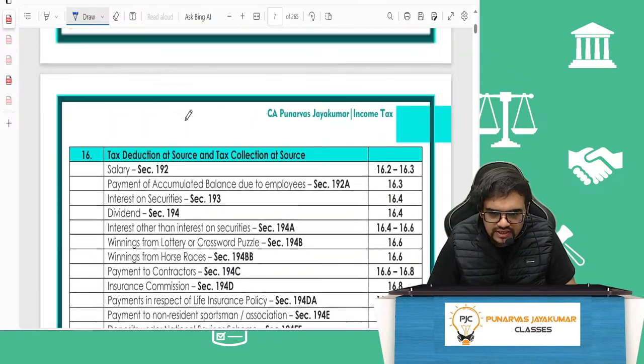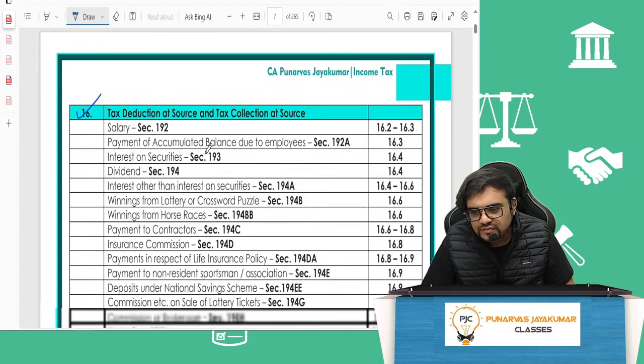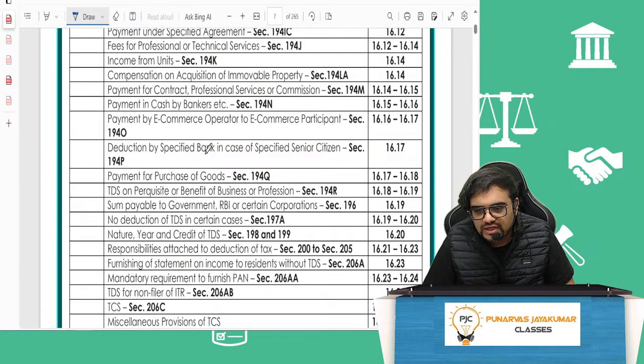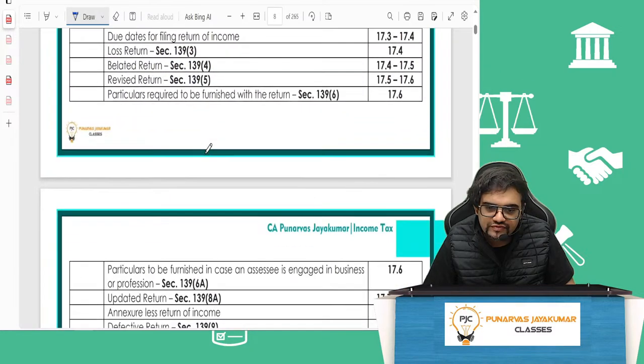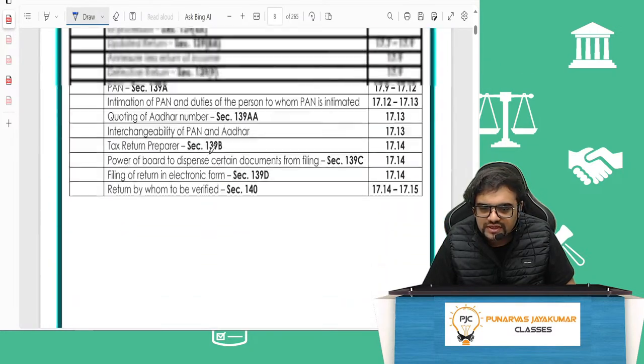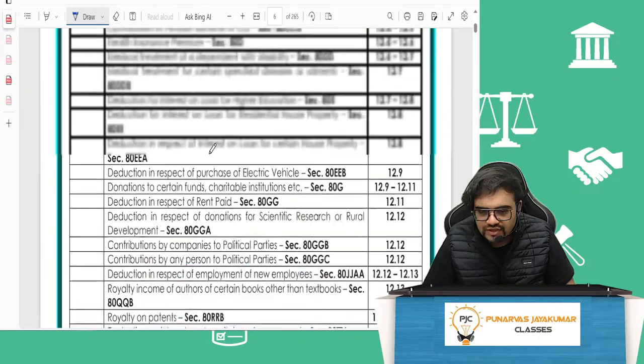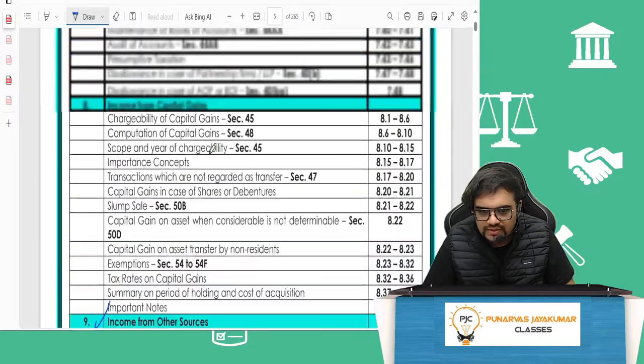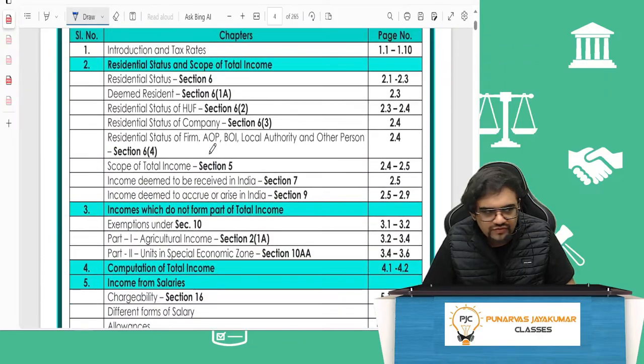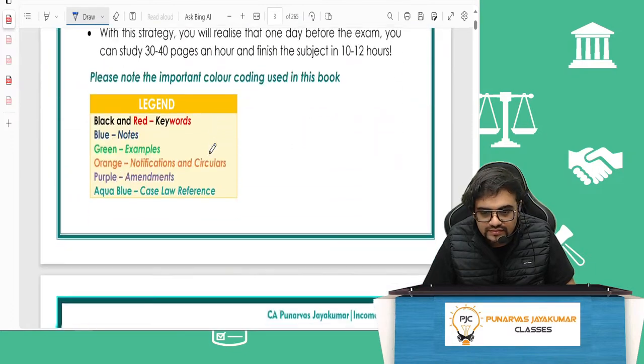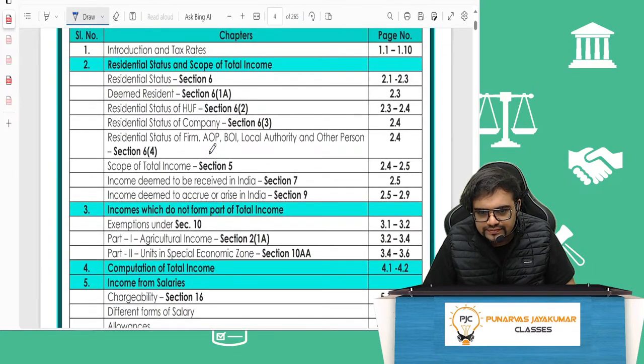But of course, TDS is again very important. We need to do it definitely, around 4-5 marks will come either in MCQ or normal stuff. Then your return of income, all these are very easy, guys. Simple stuff, you can do it on your own. My help is not so much needed here. But of course, again, income from salary is quite important.